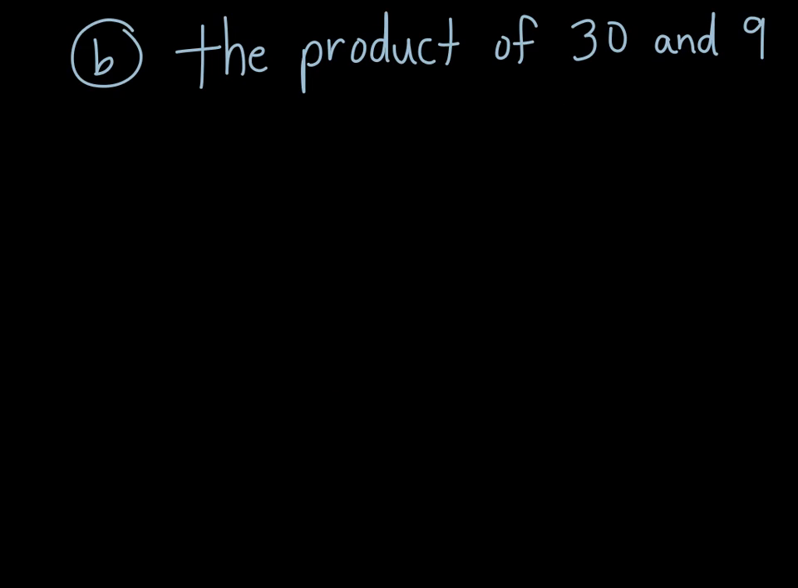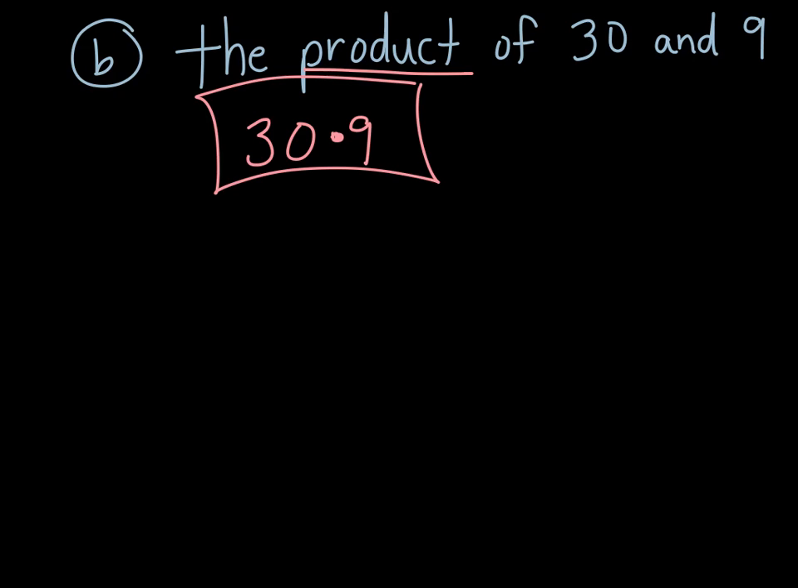For letter B, the numerical phrase they gave us was the product of 30 and 9. So again, keyword here, product means multiplication, and so you could write that as 30 times 9. Technically, since we're not in algebra, if you wanted to use the other multiplication symbols, you could, but in this case, we're not actually solving it right now. We're just writing the expression. So this would be our numerical expression for the product of 30 and 9.